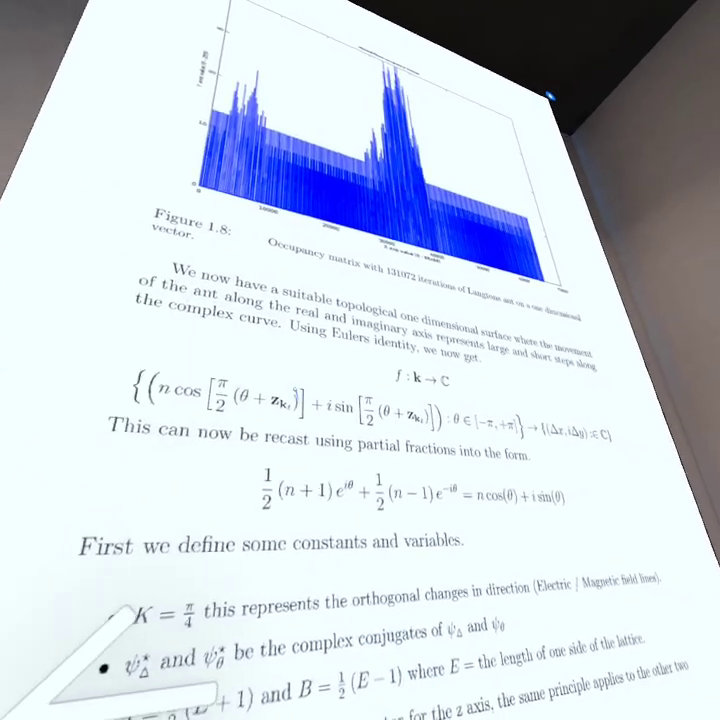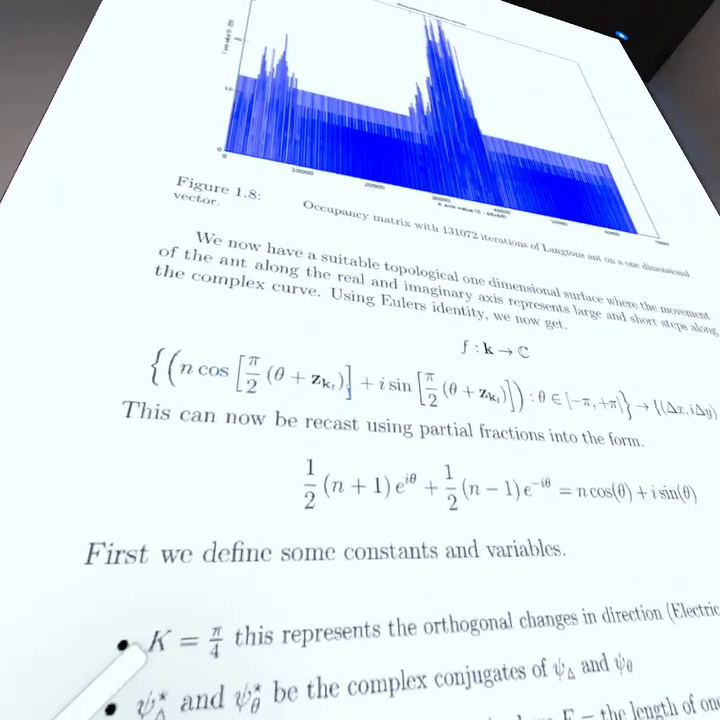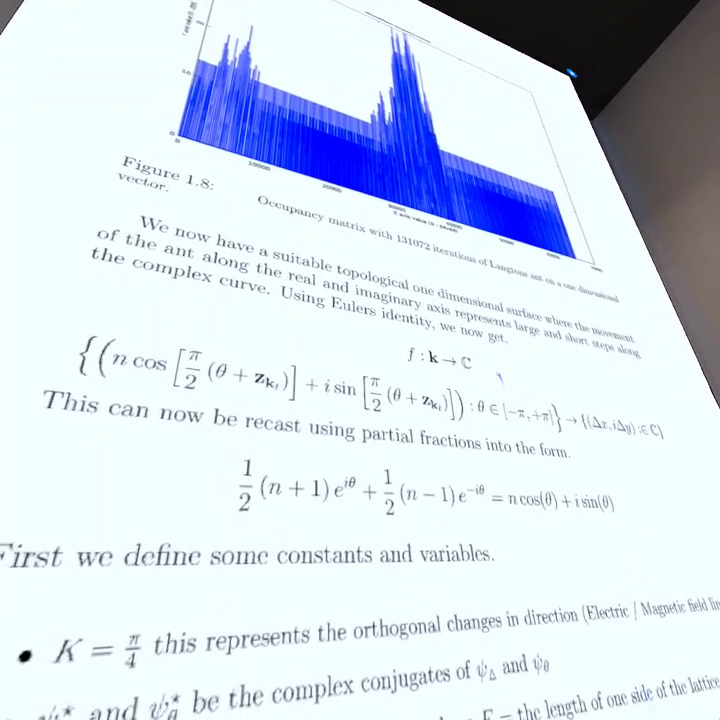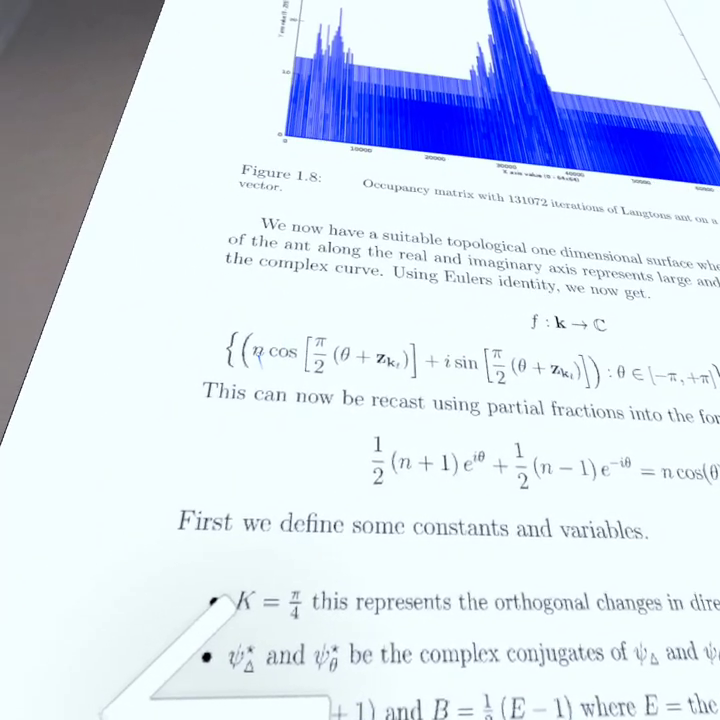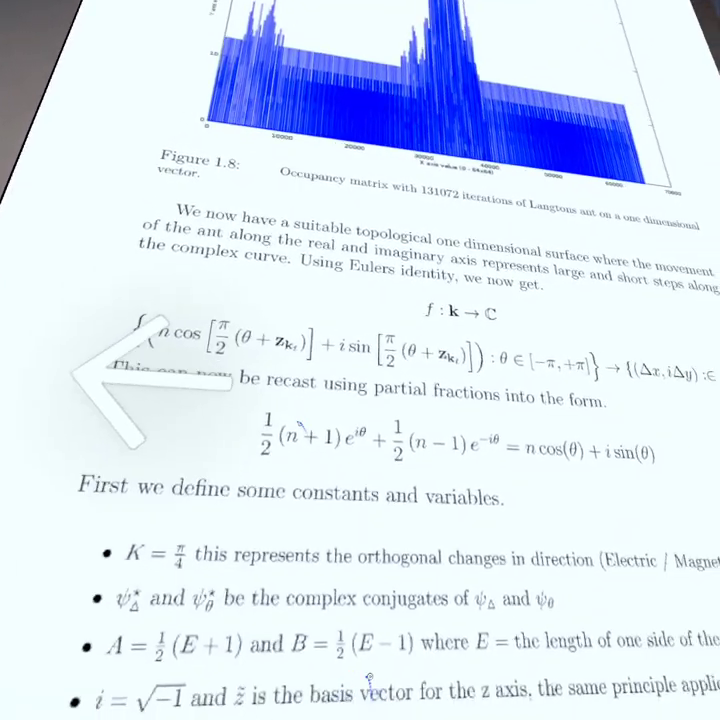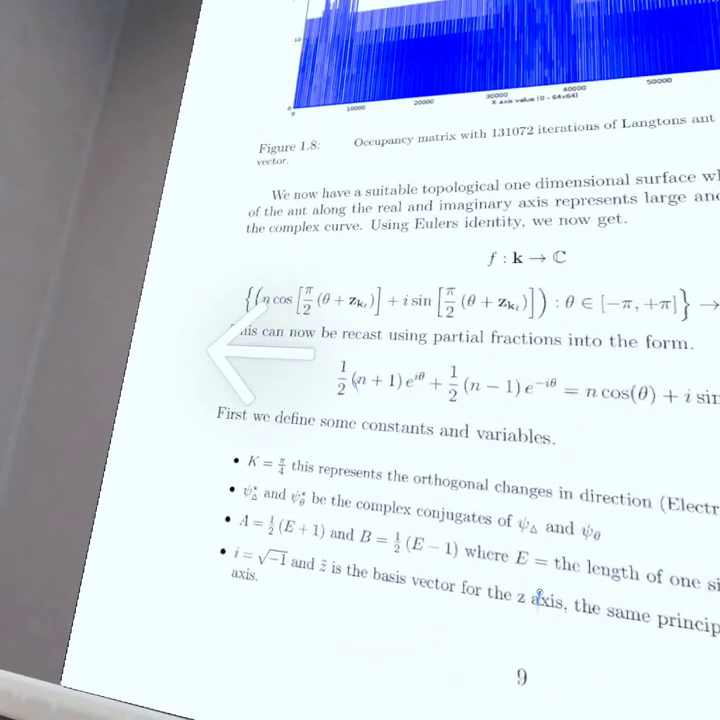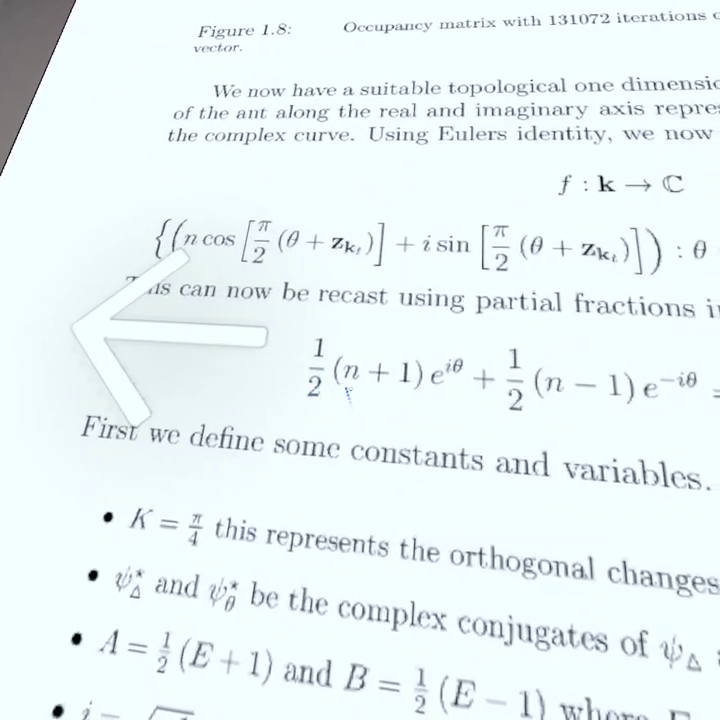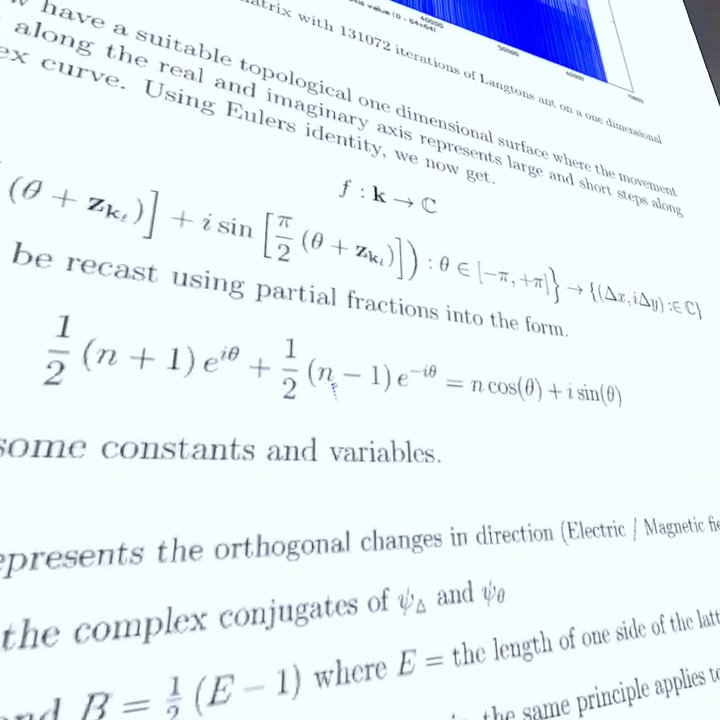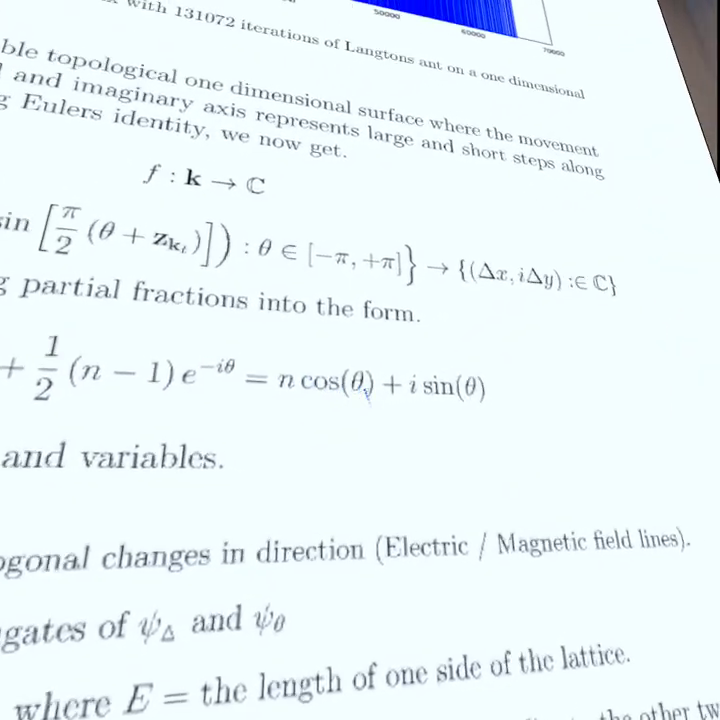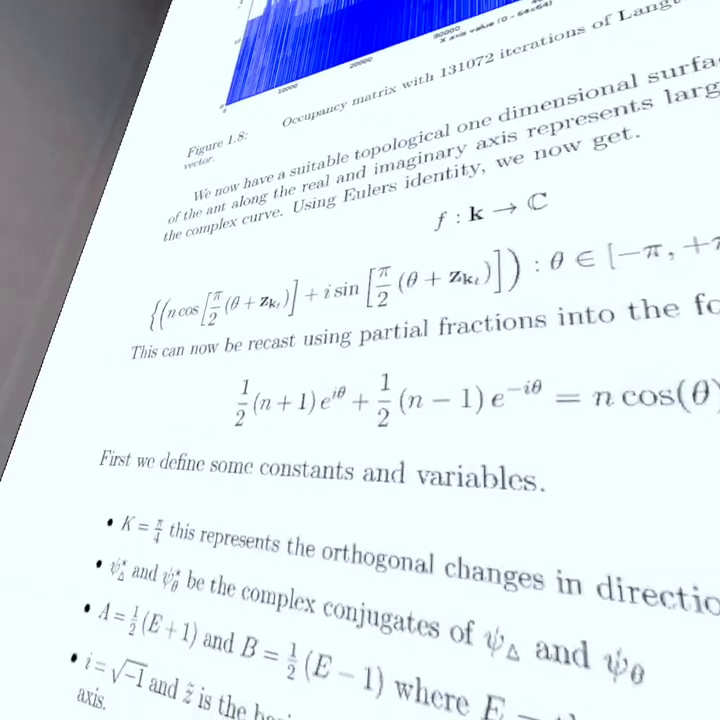So the Euler identity is normally cos theta plus i sine theta equals e to the i theta. But we want an n in this to make it elliptical. And the way we do that is we use two-line notation, we use partial fractions. So here we have the half n plus 1, and we have the half n minus 1. And when you multiply this out, you get n cos theta plus i sine theta.